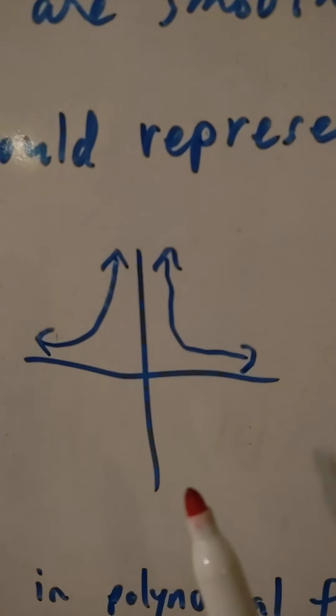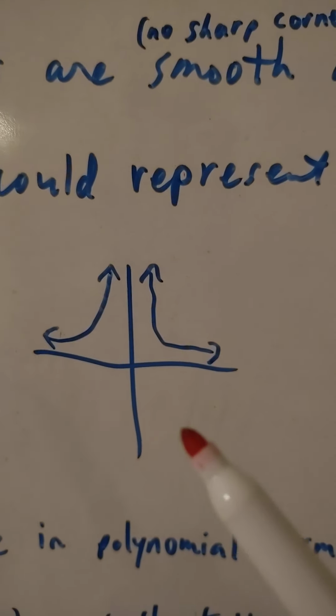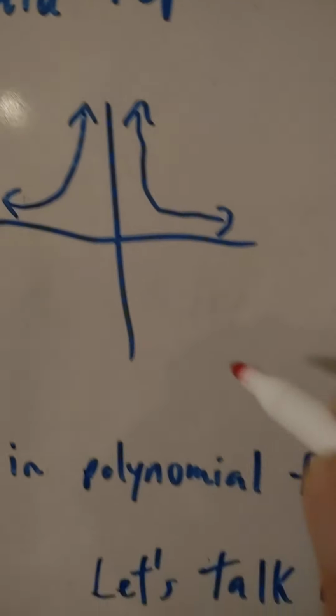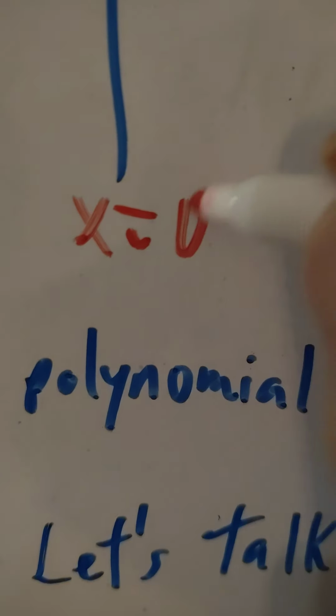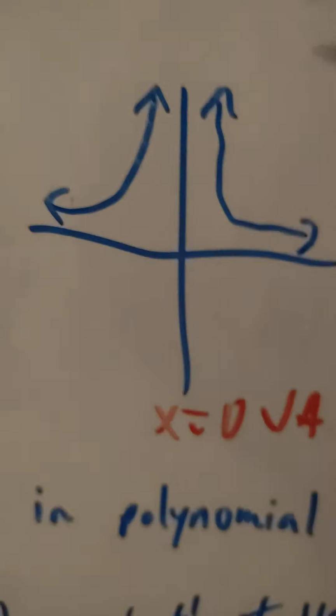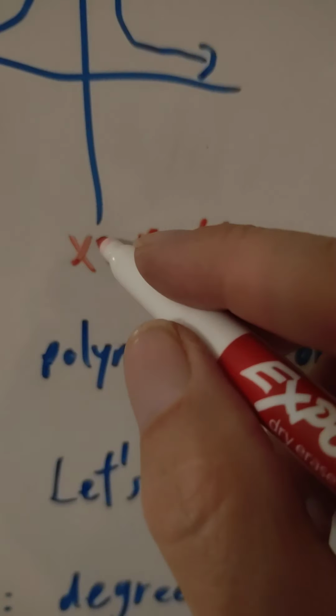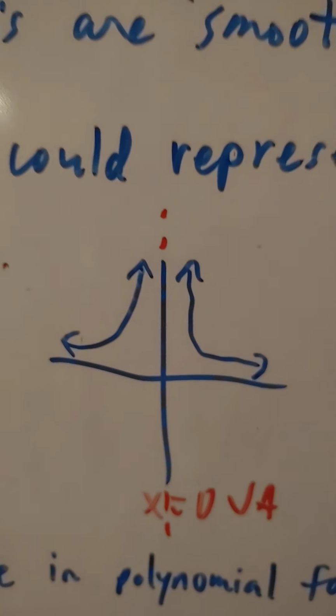What about this one? No, this is not a polynomial function because it has a break in it. It looks like x equals 0 here is a vertical asymptote. I could draw these little dots here to indicate that we are having a vertical asymptote there.